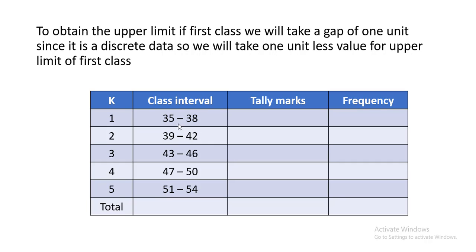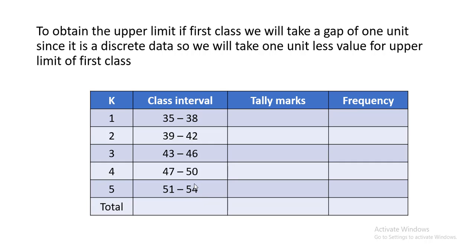Then to find the upper limit for all classes, you look at the next class's lower limit minus 1, and you get the upper limit. Like 39 is the starting point of the second class, so the first class should end at 38. 43 was the starting point of my third class, so the second class should end at 42. Same as 47 was the lower limit, or the starting point, of my fourth class, so 47 minus 1 is 46. So 46 is the upper limit of my third class. Then 51 was where my fifth class was starting, so 51 minus 1 is 50, so 50 is the upper limit for my fourth class.